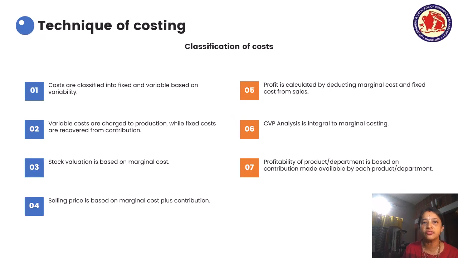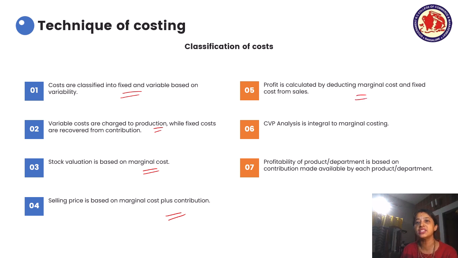In marginal costing, we classify the costs into fixed cost and variable cost. The fixed cost, which cannot be controlled, will not be given much importance. But variable costs are charged to production. Fixed cost will later be recovered from the contribution. Stock valuation is always done on the marginal cost. Selling price is also based on marginal cost plus contribution. Profit is calculated by deducting the marginal cost and fixed cost from sales.